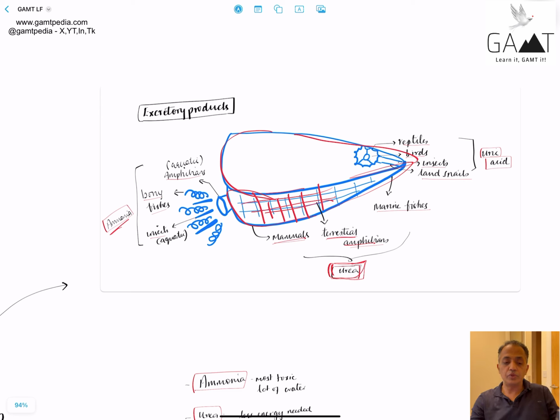So these are the 3 animal groups which excrete urea as their main excretory product. Mammals, terrestrial amphibians, and marine fishes excrete urea. And then you have the final part here, where there's again 3 groups of animals.